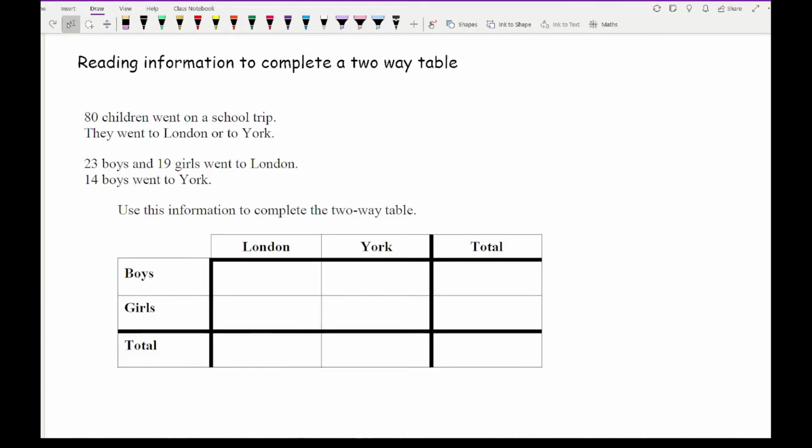So in this next section, what we're going to do is read information to complete a two-way table. So this is where we've not been given any values in a two-way table, but we need to read the information to complete this table.